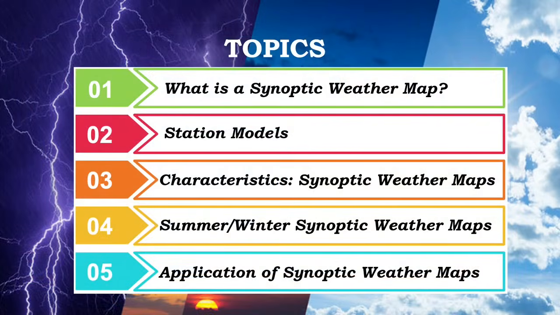So, these are the topics that we will be covering this afternoon. Firstly, we will be looking at what is a synoptic weather map. We will then investigate weather station models. Your teacher would have done that with you already. We will look at the characteristics of synoptic weather maps. We will identify the differences between summer and winter synoptic weather maps. And we will look at the application of synoptic weather maps, how we can use it practically and how we can be tested on it in the exam.